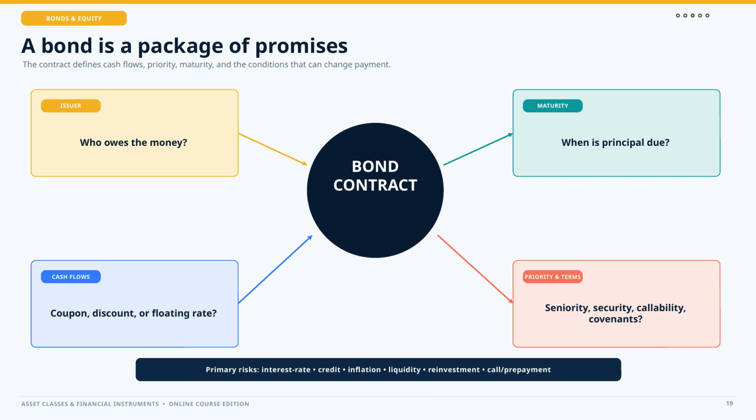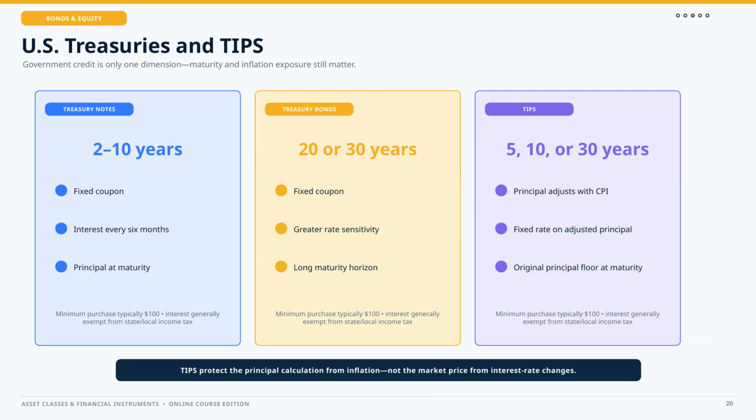Liquidity affects the cost of selling. Reinvestment and call features affect the return actually earned. Treasury notes currently mature in 2, 3, 5, 7, or 10 years. Treasury bonds mature in 20 or 30 years. Both pay fixed interest every 6 months and return principal at maturity.